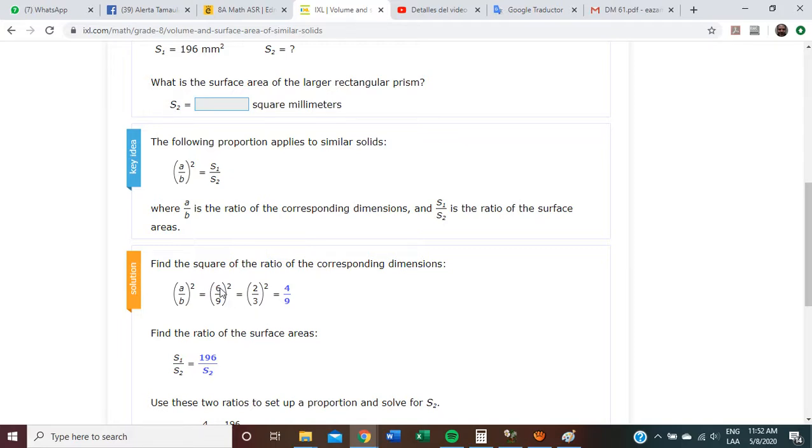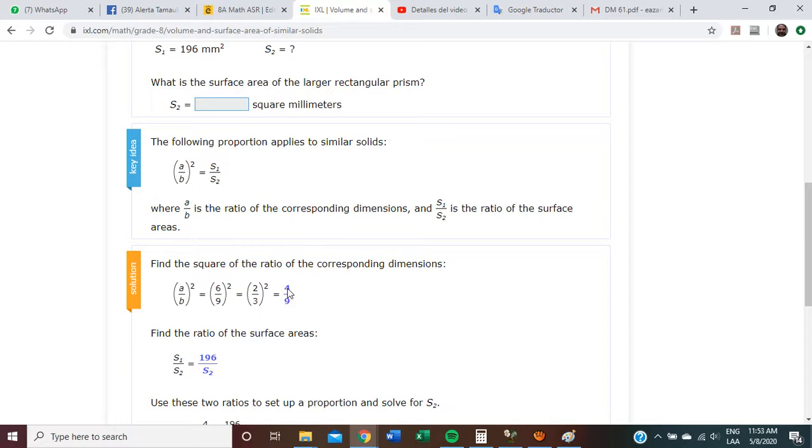All right, here, I see what's happening. So this one is simplified or reduced here. 6/9 equals 2/3. This is just like a regular fraction. Now we're going to raise this fraction to the power of 2. So 2 to the power of 2 equals 4, 3 to the power of 2 equals 9, because 2 times 2 equals 4, 3 times 3 equals 9.